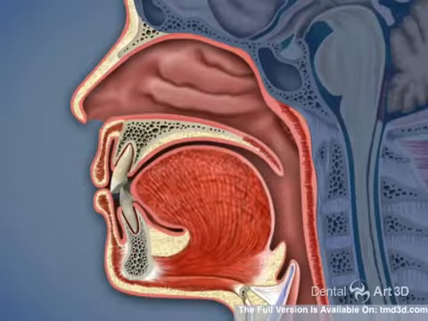Airway and TMJ. The normal way to breathe is through your nose.